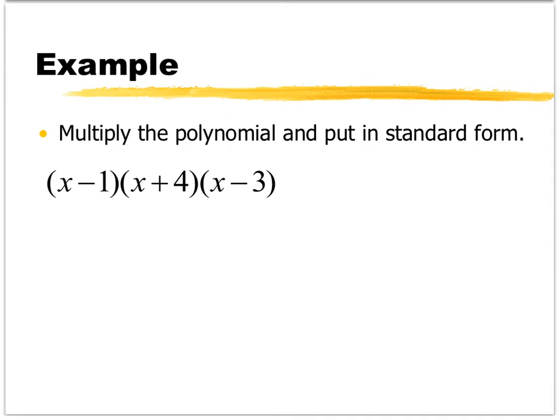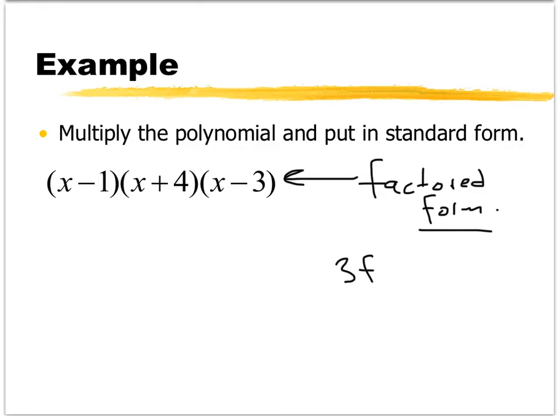So the first thing that I want you to look at, though, is if you think about it, this is in factored form. Okay, which is important because sometimes I ask for factored form, sometimes I ask for standard form. Now notice how many factors are there. There's 1, 2, 3. So 3 factors equals a cubic. So when we have a certain amount of factors, that tells us the type of degree that it is.